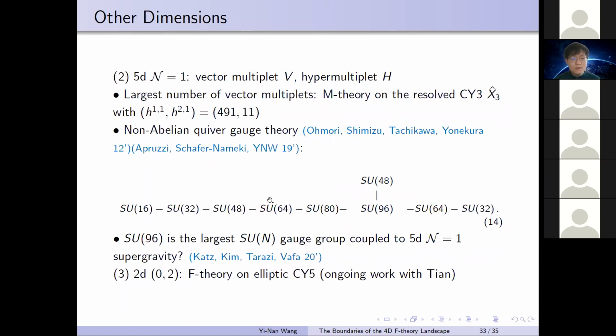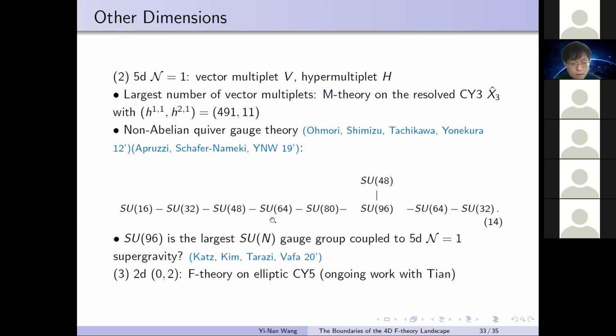For 5D N equals 1, the answer is pretty similar. The largest number of vector multiplets that can couple to supergravity is from M-theory on the same Calabi-Yau threefold. But in this case, there's a very interesting geometric limit. We can have a non-abelian quiver gauge theory like this, with some very huge SU(N) factors. And so there's a very interesting question. Here I conjecture that SU(96) in this particular quiver is the largest SU(N) gauge group that can couple to 5D N equals 1 supergravity. And hopefully that may be answered by some swampland techniques.